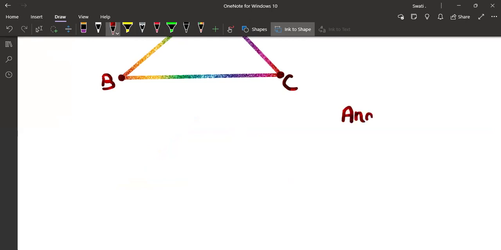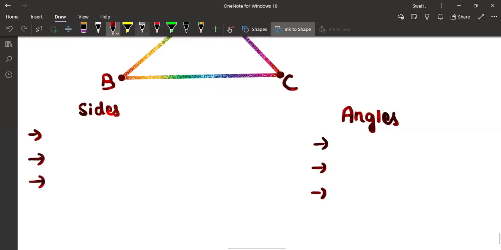So let me tell you one thing, Manya, that on the basis of angles, we have three types. And on the basis of sides, also we have three types, right? This is very basic thing. All these questions are not going to come in your board exams. I'm just telling you the basic things, okay?